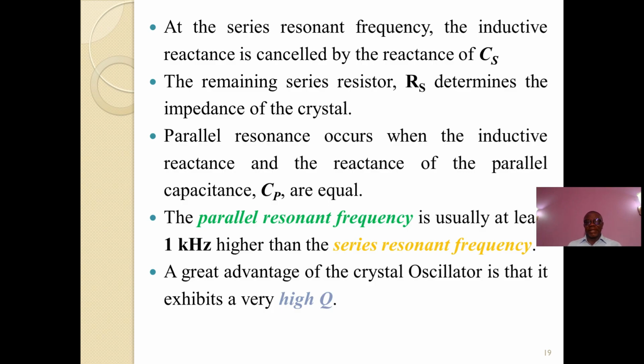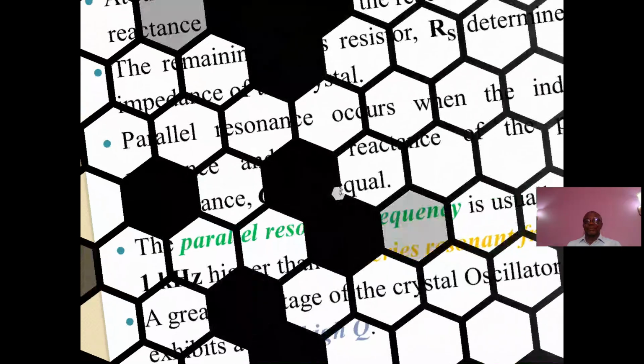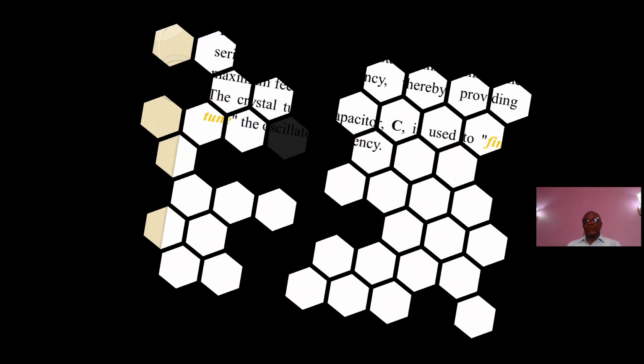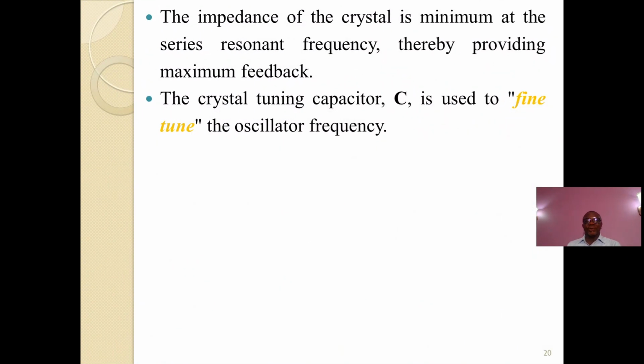Oscillation is needed. So with this, we try to conclude that the impedance of the crystal is minimum at the series resonant frequency, thereby providing maximum feedback. The crystal tuning capacitor is used to fine-tune the oscillator frequency. That is to make sure that the frequency is stable and, if I may use the word, pure.